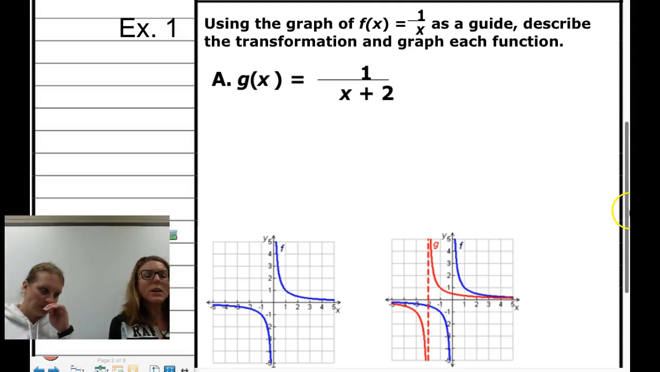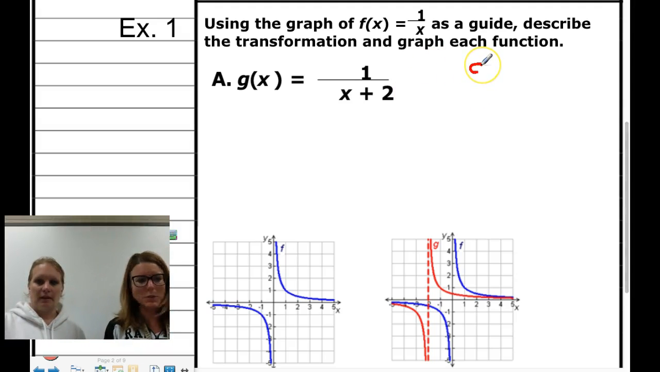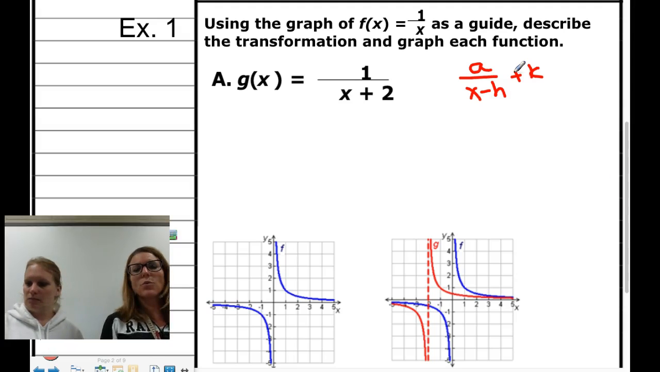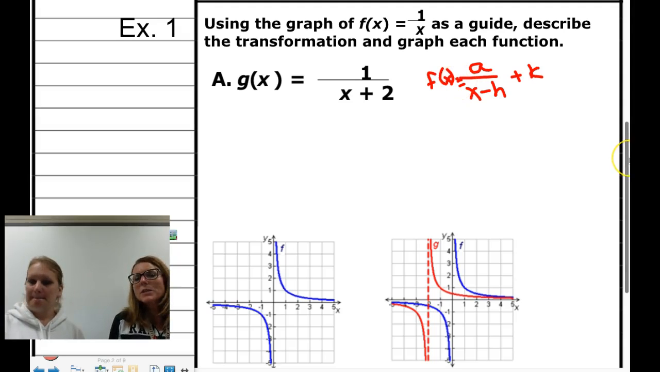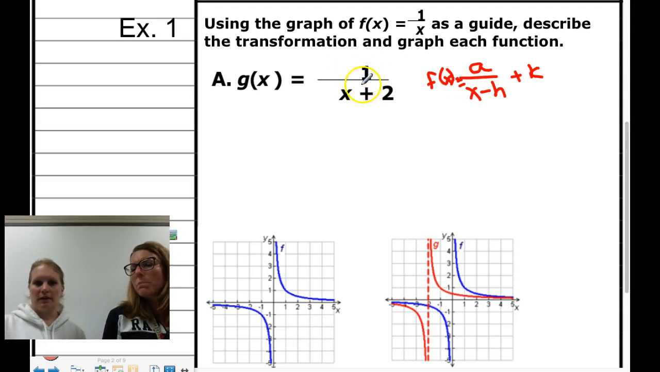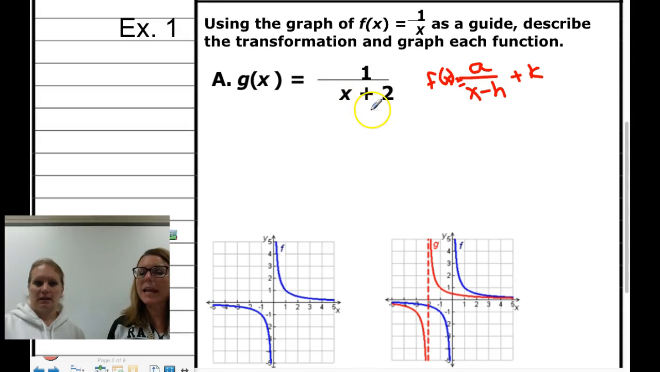So number one, before we start describing it in words, let's write out that form that we had up top. a over x minus h plus k. And so g of x equals. Okay. So if you look, there is no a because look at the parent function. It's 1 over x. It's still 1. There is no a. So no stretch or compress. But what is h? Let's write h equals.